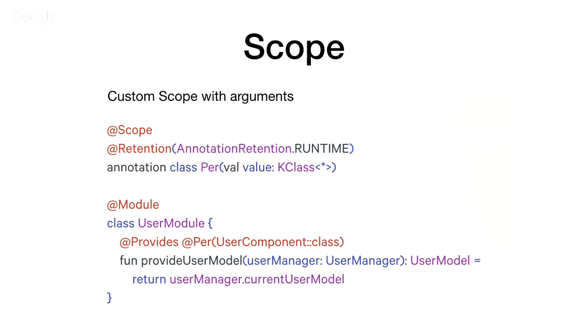Here we're using an annotation called per, and it's receiving a parameter of a class. So whenever we want a new class scope or a new scope for a component, I like to just pass the component as that parameter to the per annotation scope, essentially saying user component class is my scope. Kind of dynamic scopes in a sense.